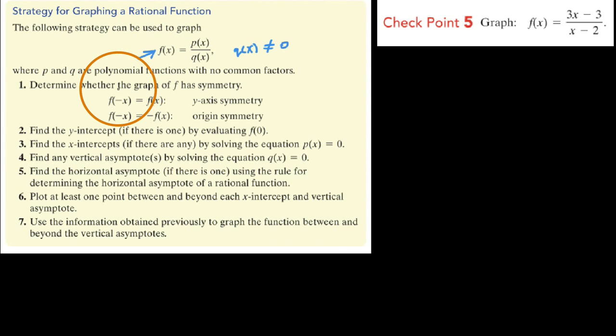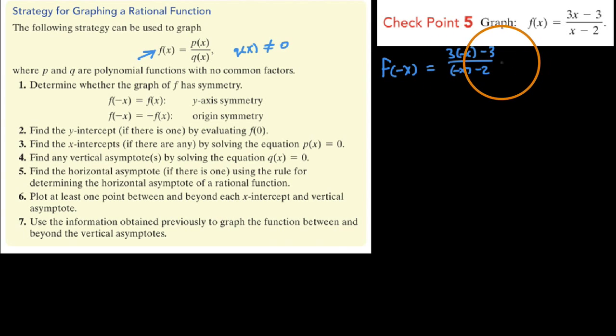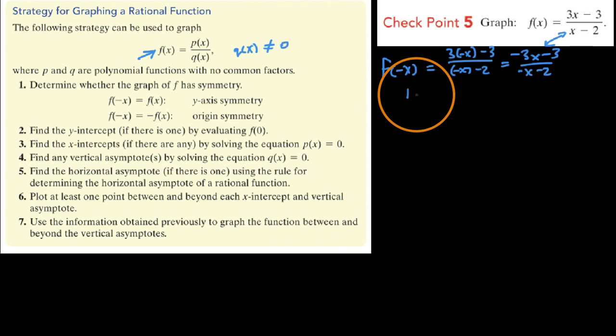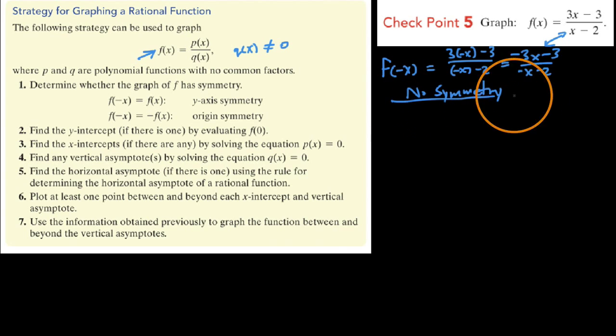So number one here says determine whether the graph has symmetry. And this is something that we tend to do by plugging in a negative x. So if we were to start with this, f of negative x here would be 3 times negative x minus 3, all over negative x minus 2. So rewriting this, we get negative 3x minus 3, all over negative x minus 2. And I notice that compared to the original function here, it's not exactly the same. And it's also not exactly the opposite. We'd say no symmetry on this graph. At least it's not even and it's not odd. So we know this graph has no symmetry. So this is kind of a superfluous step. We don't have to do this. But number 2 and number 3 we certainly want to do.